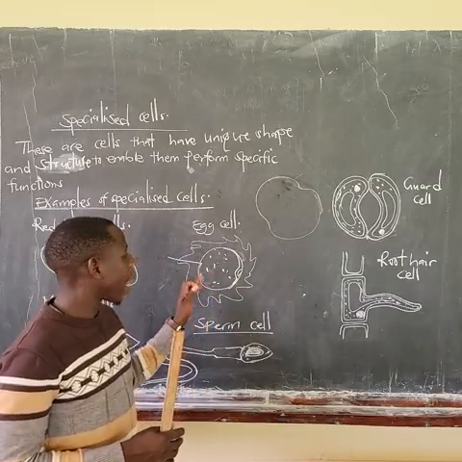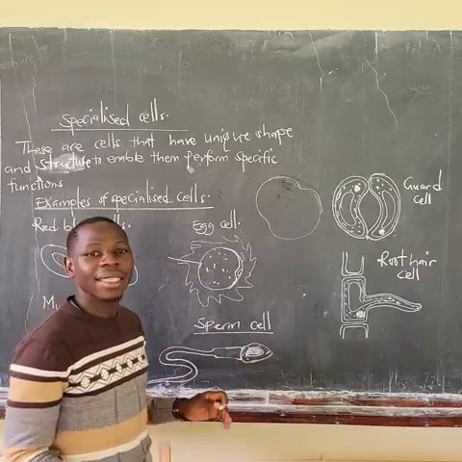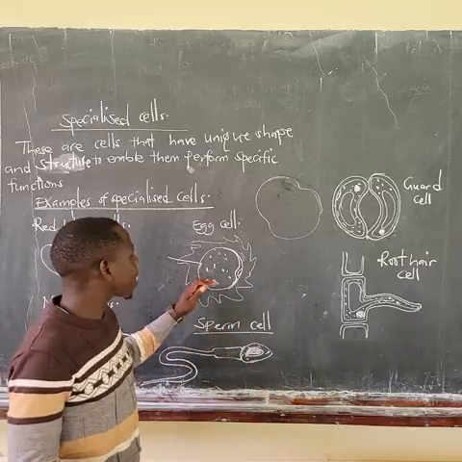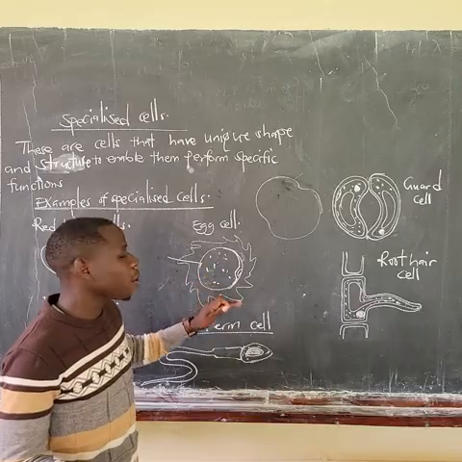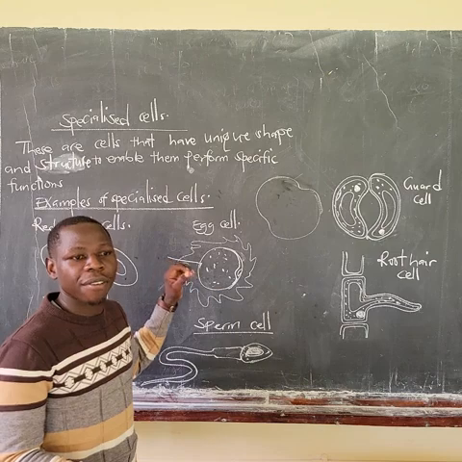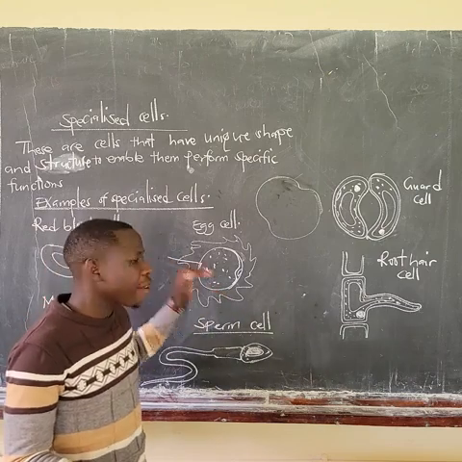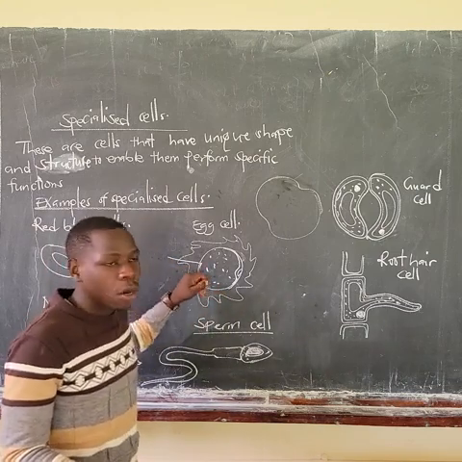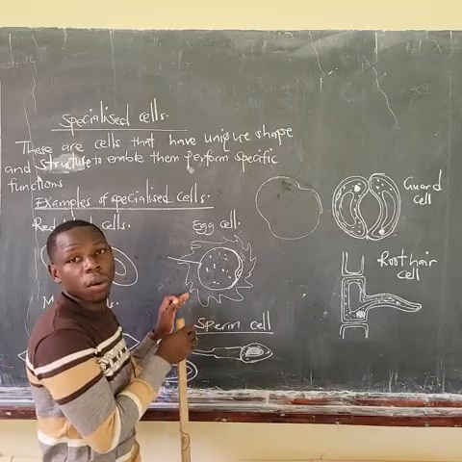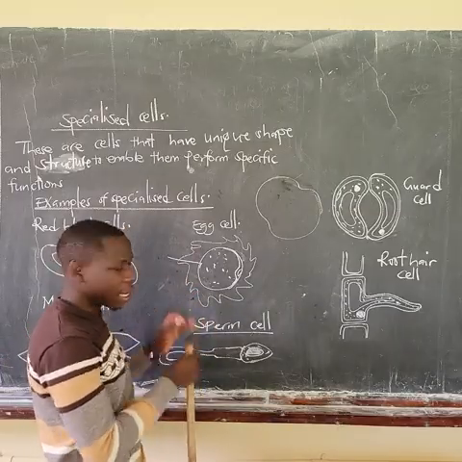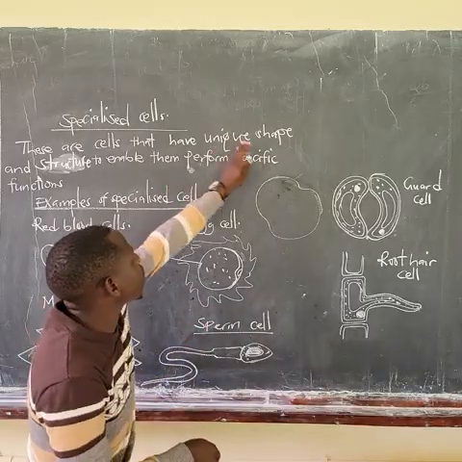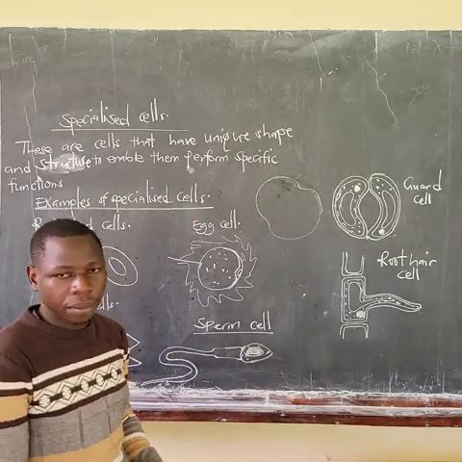And inside, in addition to that, it has a lot of food stores. The reason it has food stores is that this cell has to support the embryo at fertilization. Immediately after fertilization, the embryo will have to feed on the food stored within this cell. Therefore, it must have enough glucose or food stores within it. That is its modification, its unique shape and structure.